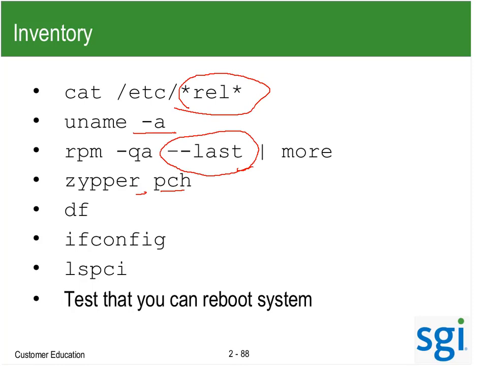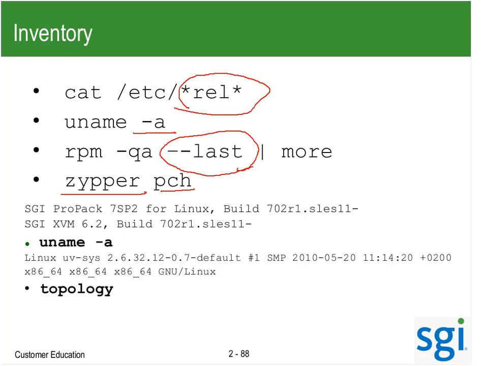I want to do df to see what file systems I got mounted. I want to check my networks. I want to check my PCI devices. And again, check that I can reboot.